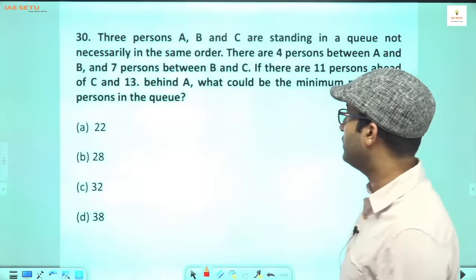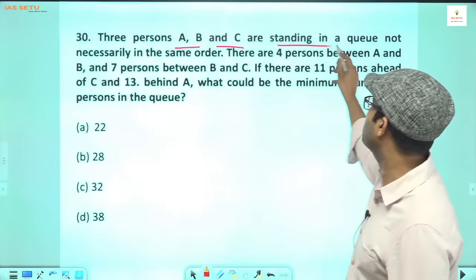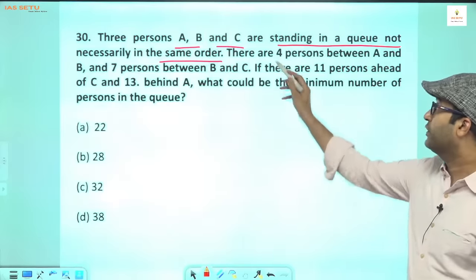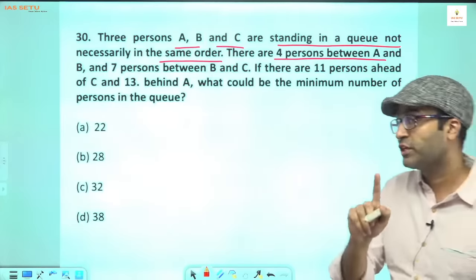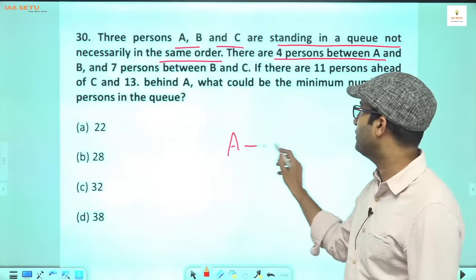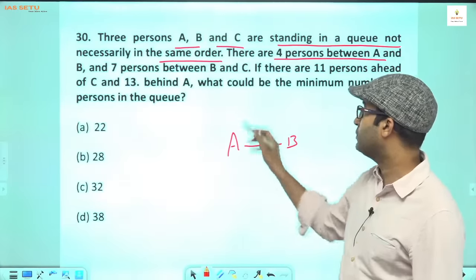Next is question number 30. Three persons A, B, C are standing in a queue, not necessarily in the same order. There are 4 persons between A and B. If you check, this is that Salman Khan, Shahrukh Khan type of question. There are 4 persons between A and B. There are 7 persons between B and C.